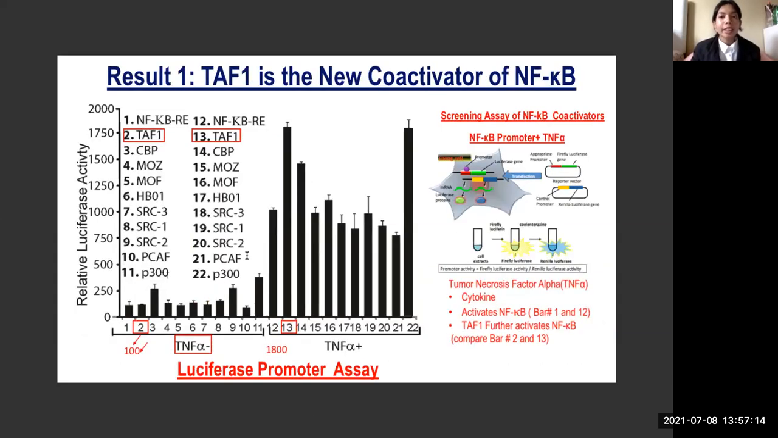TAF1 is the new coactivator of NF-kappa B. We wanted to assess if there are new coactivators of NF-kappa B, given that it controls a myriad of genes. Towards this goal, we performed a screening luciferase assay. This assay was performed by transfecting an NF-kappa B promoter into 293T cells. As you can see, comparing 2 and 13 on the graph, it shows a big increase.